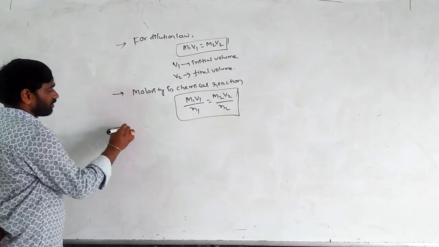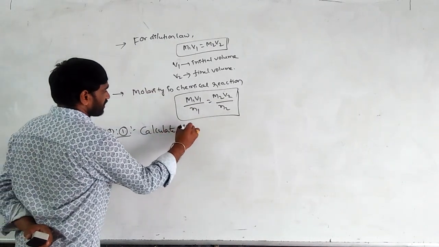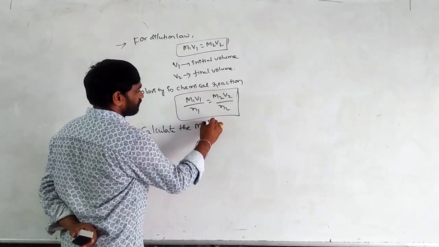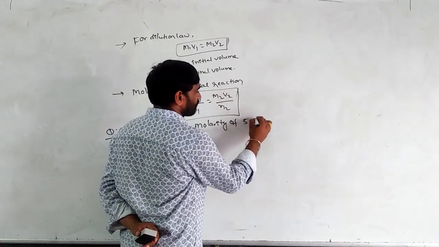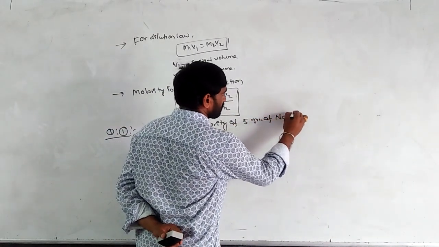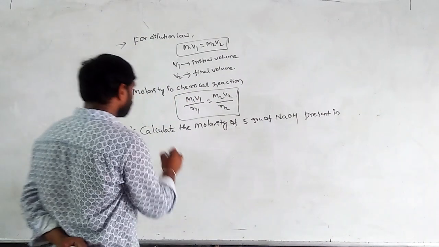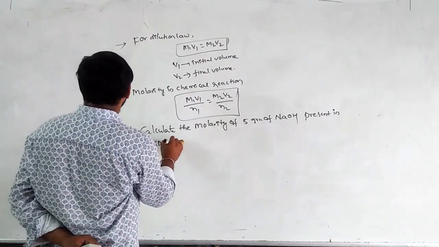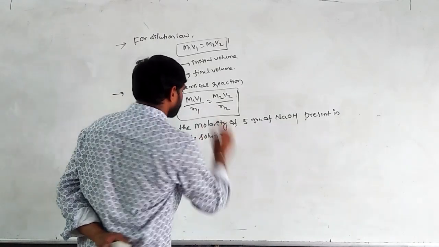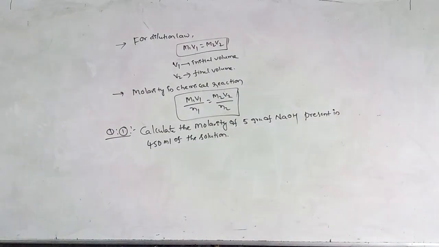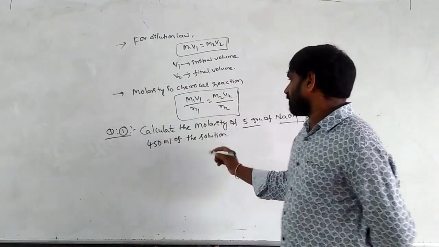So for example, problem 1. Calculate the molarity of 5 grams of NaOH present in 450 ml of the solution.